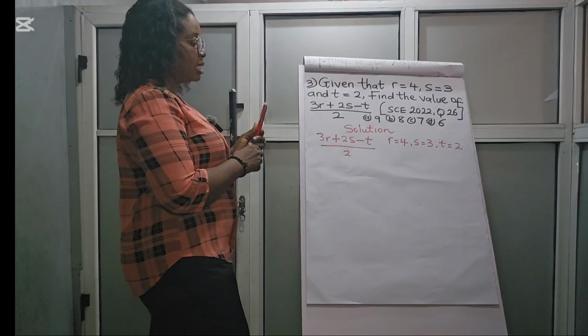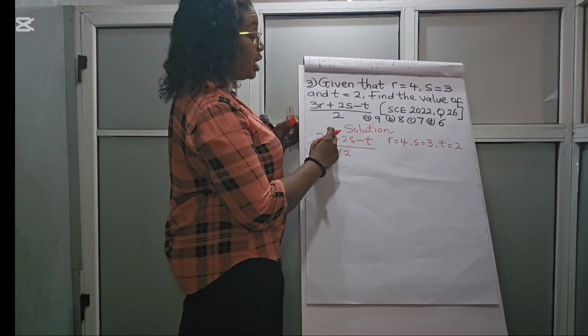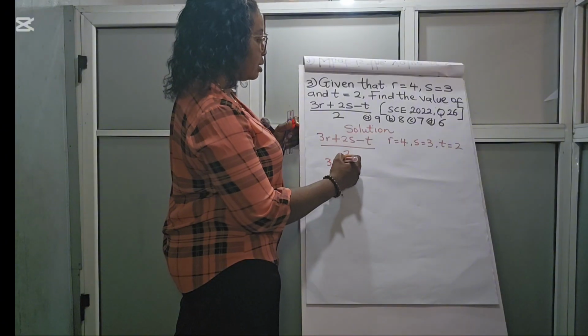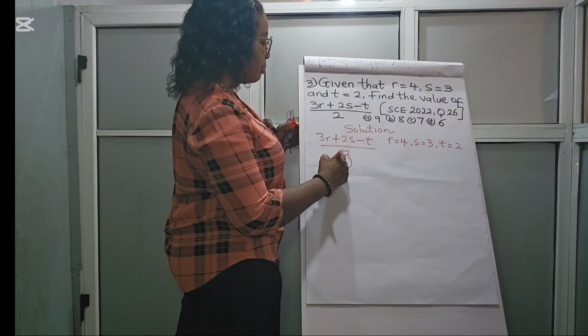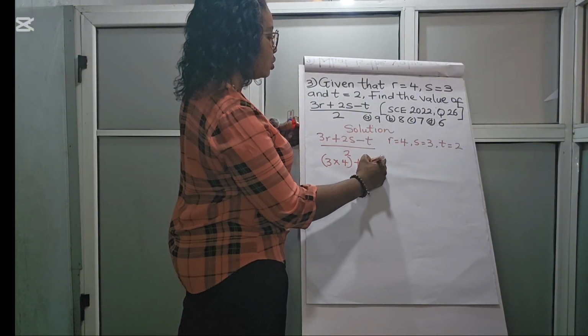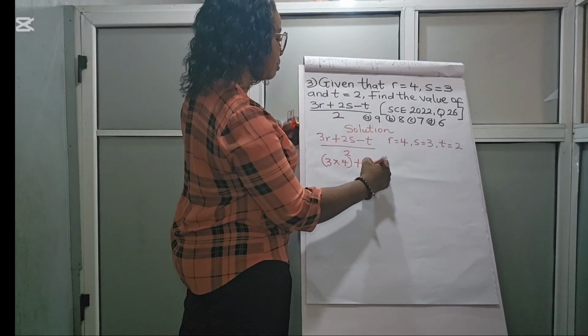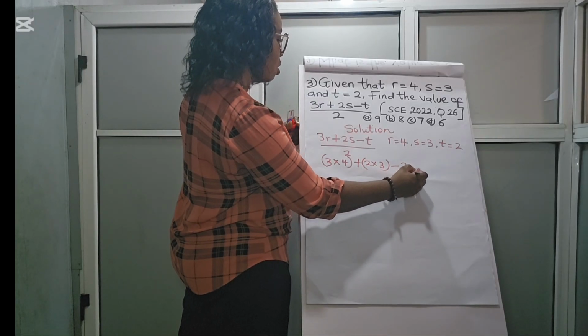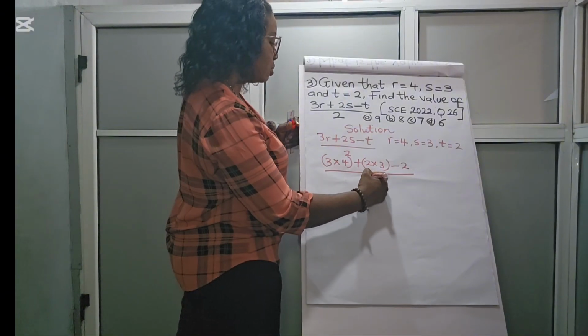So what this means is that this will be 3R. 3R means 3 times R. So this will be 3 times 4, all in bracket, plus 2 times 3, let's put this in bracket, minus 2, all divided by what? 2.